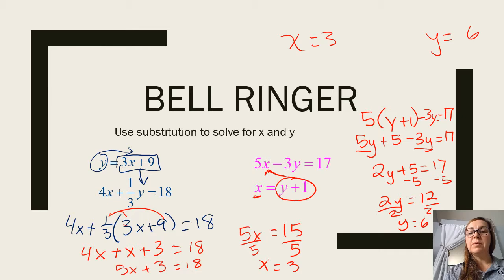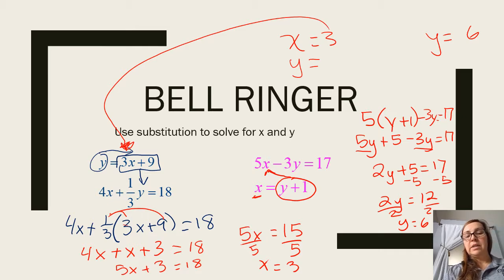for these two different problems, but I need to have both x and y. So once you solve for x, you plug that value back in. Here I'm going to plug it in here. So 3 times 3 is 9. 9 plus 9 is 18, so y is equal to 18. Over here, I'm going to plug the value in for y, and x is equal to y plus 1, so x is equal to 7. These are my two final answers.